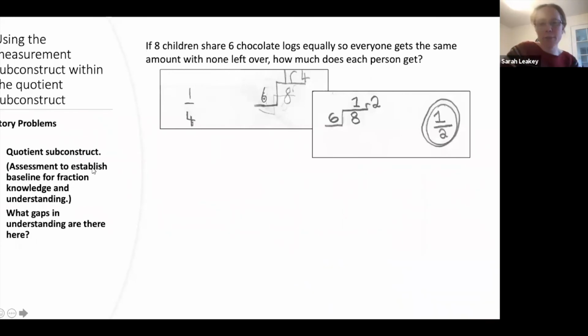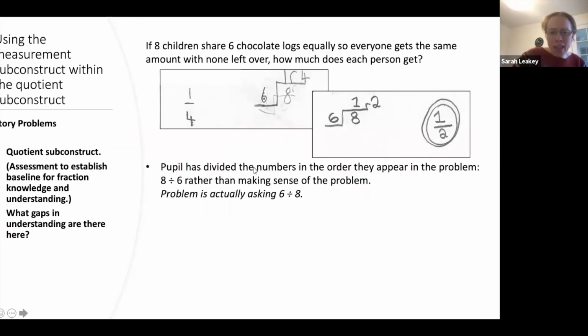Before I go on to look at some pupils' drawings, I just want to look at some limitations of teaching through algorithms without getting pupils to make sense of what's going on. Here the problem is: 8 children share 6 chocolate logs. You can see the pupil has divided the numbers in the order that they appear in the problem, so 8 divided by 6, rather than making sense of the problem, which is asking 6 divided by 8.